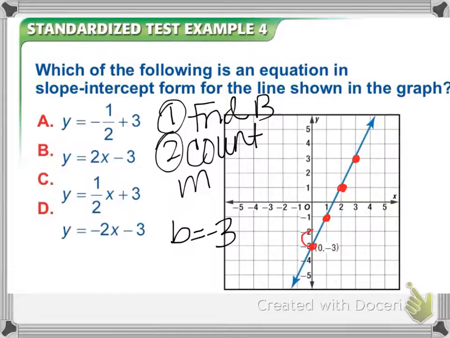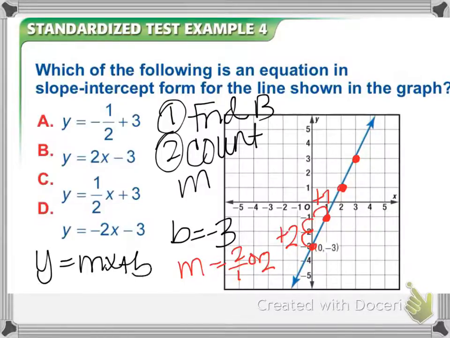What you do is you count out your slope. So you're going up 1, up 2, that's plus 2, and then you're going right 1, which is also plus. They're both positive. So then your slope in this case is 2 over 1, or you can say 2. Okay, either way is fine. I will accept either one. So then you put your slope and you put your y-intercept into the slope-intercept formula, the y equals mx plus b, and then so hopefully you come up with 2x minus 3 for your equation.